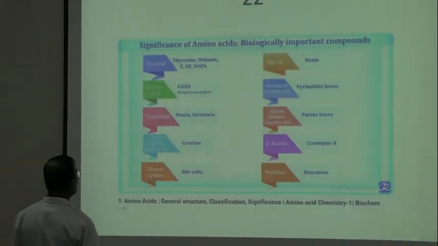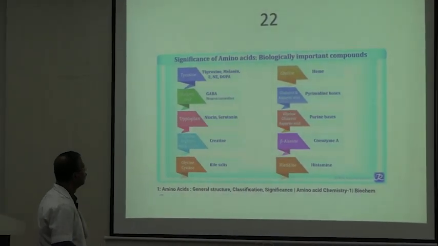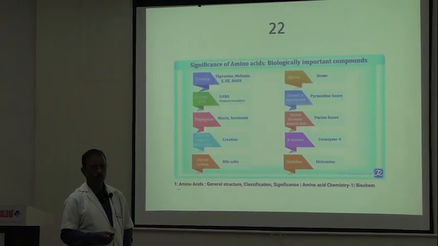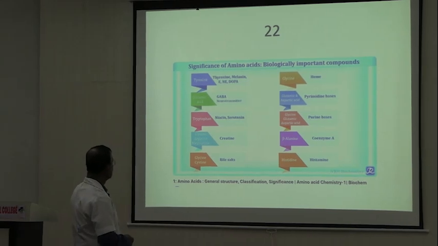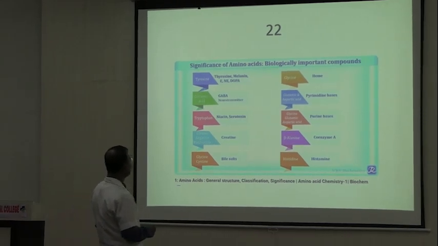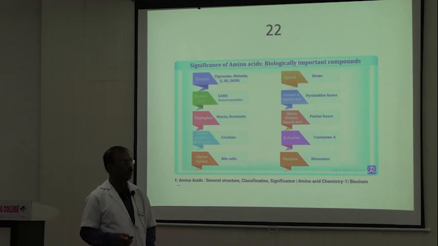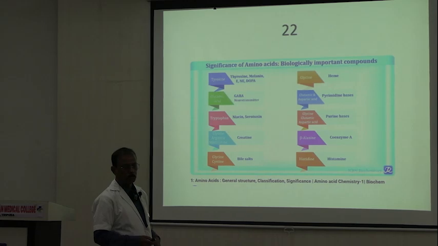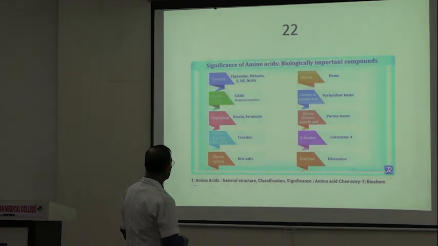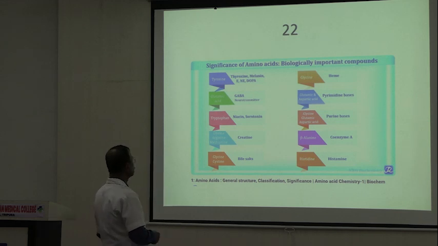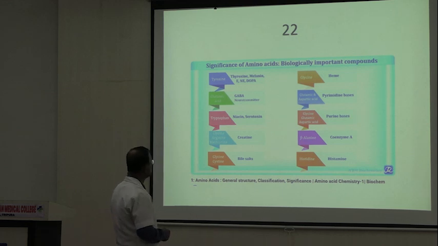Significance of amino acids. Some biologically important compounds are derived from amino acids. From tyrosine: thyroxine, melanin, epinephrine, norepinephrine, dopa. Thyroxine, you know, is a thyroid hormone. Melanin is responsible for skin pigmentation. Epinephrine is responsible for maintaining blood pressure. Norepinephrine also. Dopa is a neurotransmitter.